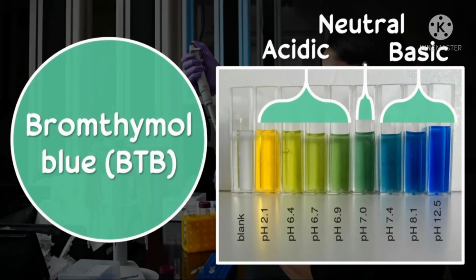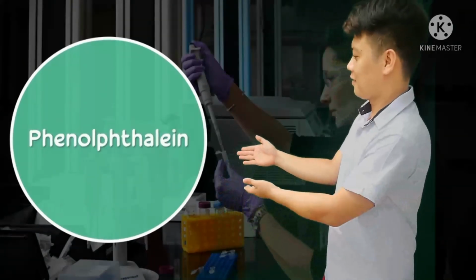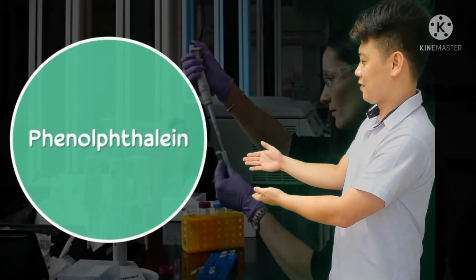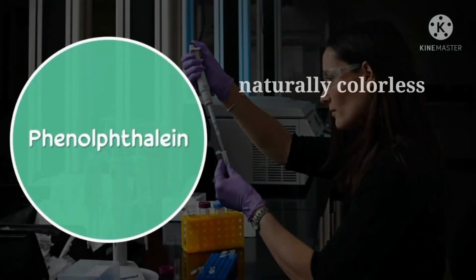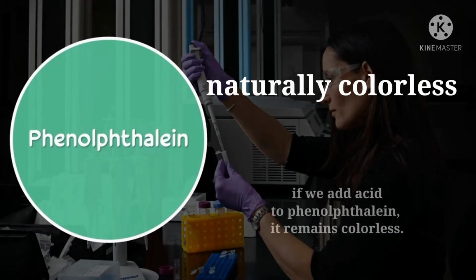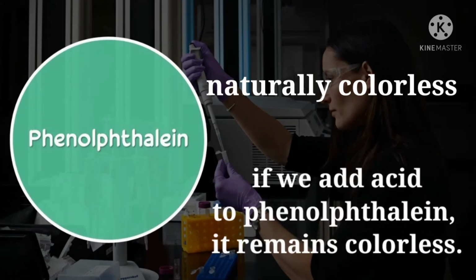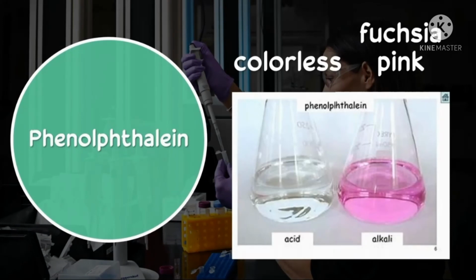Another indicator which is commonly used sa mga laboratories ay ang phenolphthalein. It is naturally colorless, and when we add acid to phenolphthalein, colorless pa rin siya. Pero pag maglalagay tayo ng isang substance which is base sa phenolphthalein, the color changes from colorless to fuchsia or light pink.